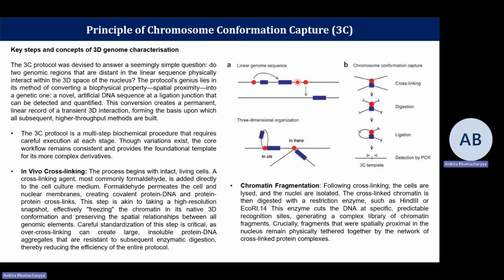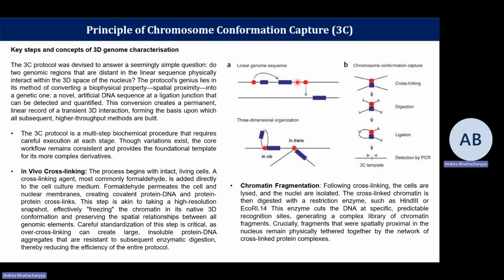So these are two regions that are under scrutiny to understand how proximal they are to each other, and convert this biophysical property into a genetic one. So a novel artificial DNA sequence at a ligation junction that can be detected and quantified. So this creates a permanent linear record of a transient 3D interaction, based on which all the subsequent high throughput methods are built. So what do we mean by that?